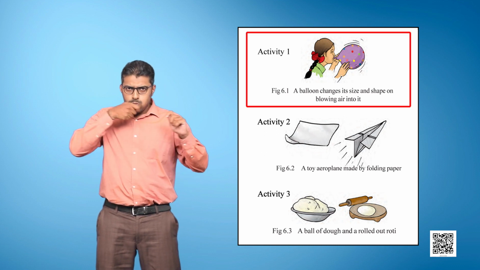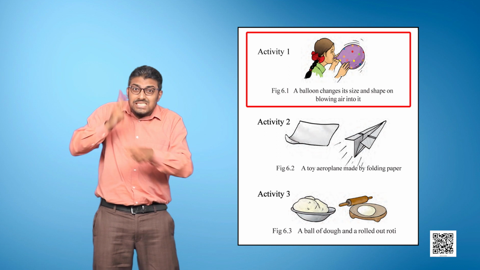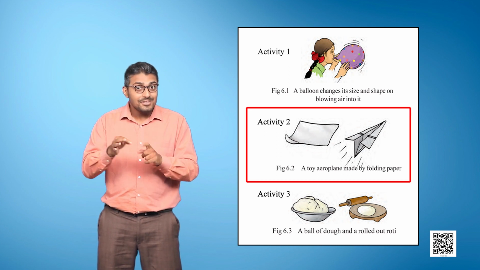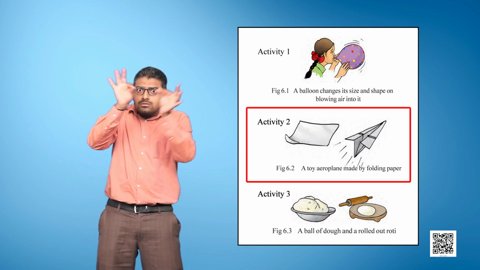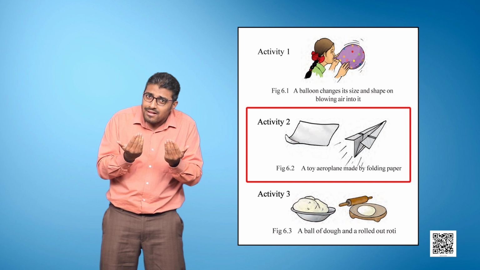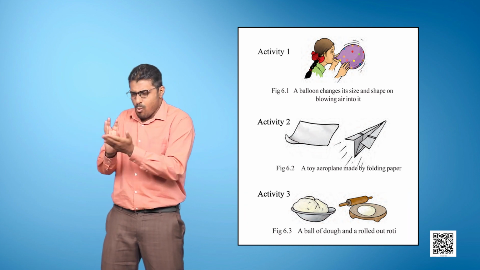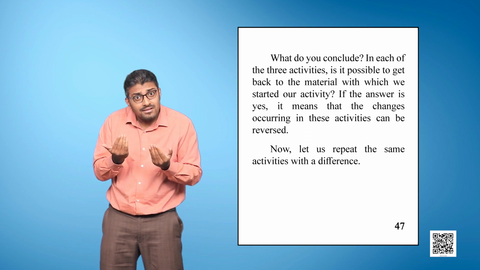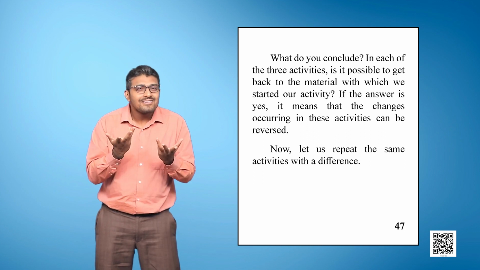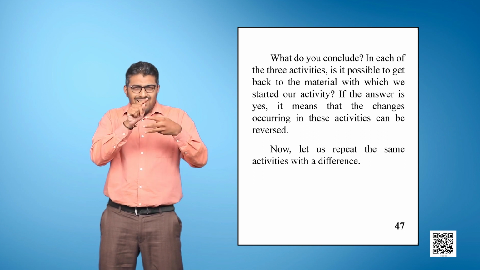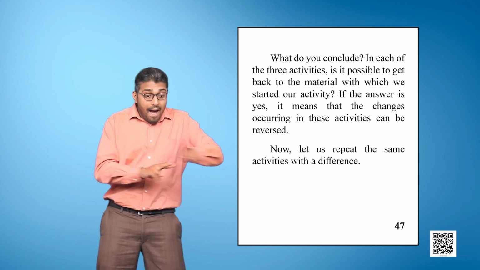What do they have in common? Was it possible to get the balloon back to its original shape and size? Was the size of the paper the same before and after making an aeroplane? Was it possible to get back the ball of dough again? What do you conclude? In each of the three activities, is it possible to get back to the material with which we started our activity? If the answer is yes, it means that the changes occurring in these activities can be reversed.